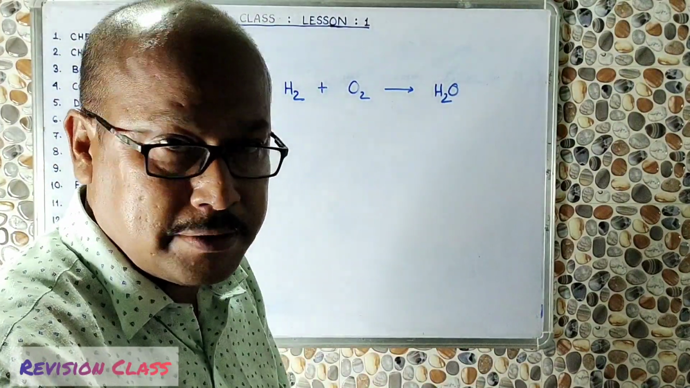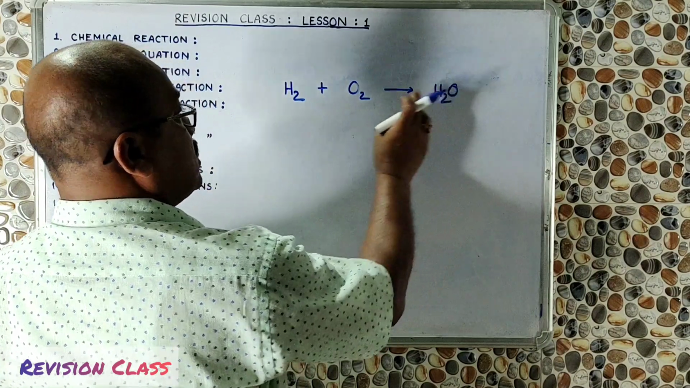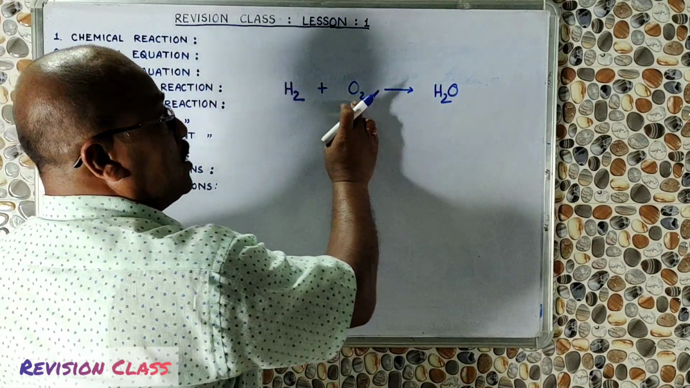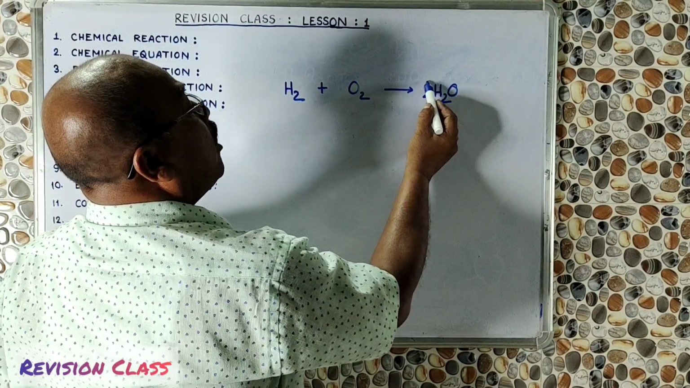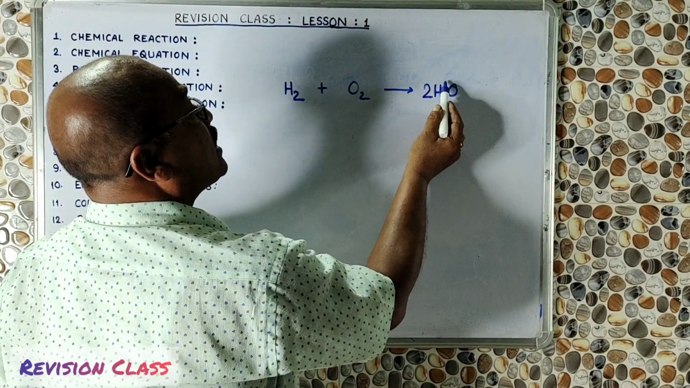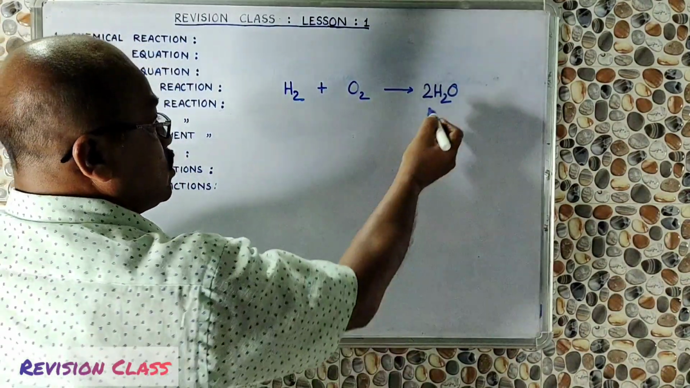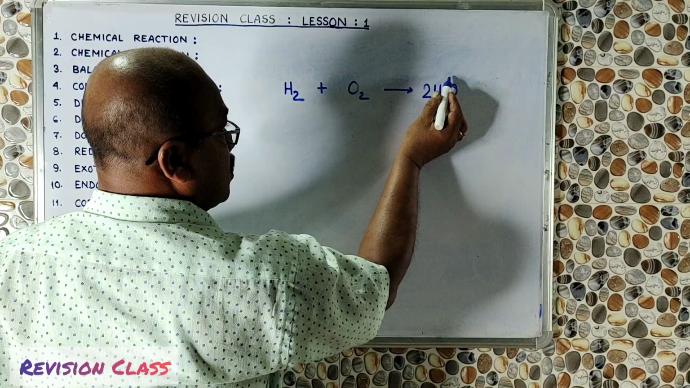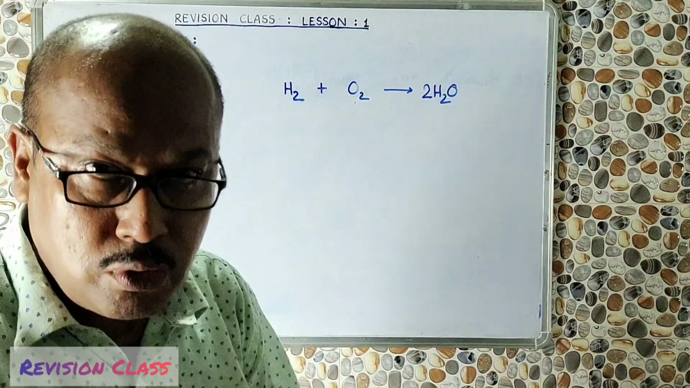But how can we make it? There is only 1 oxygen on the right, but there are 2 oxygen on the left. To make it equal, we have to give it a coefficient of 2. So if we give it 2, then how many oxygens will be there? 2 oxygens are there, and accordingly hydrogen will be 2 into 2, total 4. So now if we see how many oxygen, there are 2 oxygen, and this way also there are 2 oxygen, which means the problem of oxygen is over.